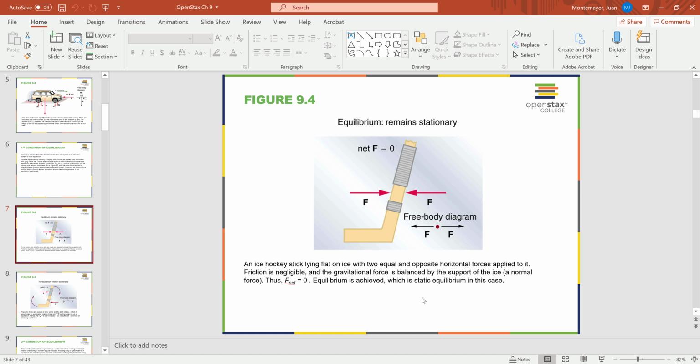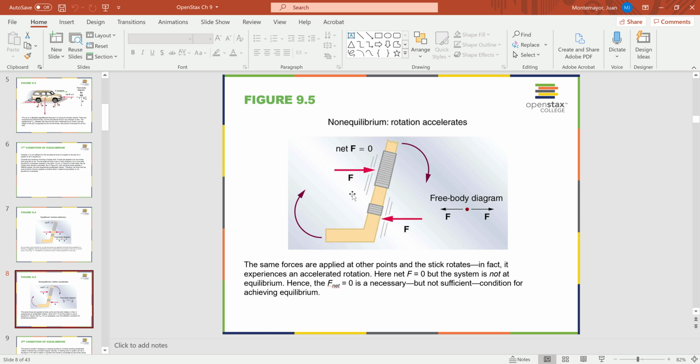Therefore, we know that the point at which a force is applied is another factor in determining whether or not equilibrium is achieved. So you see here an ice hockey stick lying flat on ice. You have forces in both directions here. So here, the net external force is zero. Equilibrium is achieved, which is static equilibrium in this case. But when the same forces are applied at different points, the hockey stick will experience a force on top and on the bottom, causing it to rotate. Here, the net force is technically zero, but it does not achieve equilibrium per se. So even though the x forces from the left and the right side equal zero, the points where the forces are applied are the reason why this is not in equilibrium.